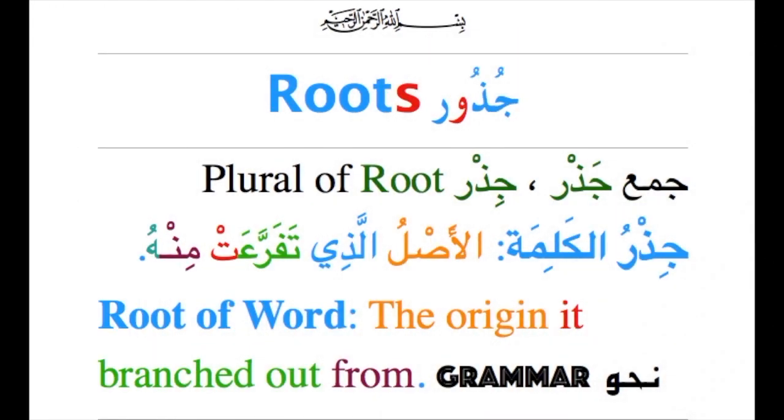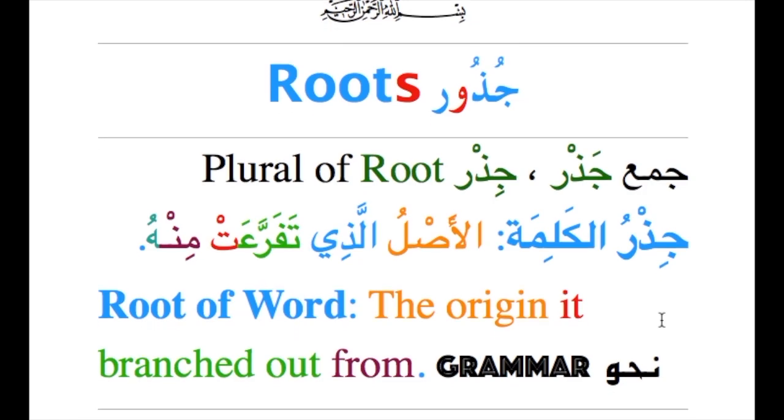In this lesson, we will be talking about two concepts. The first one is جذور, roots. It's the plural of jidr, or root. And they mean the same thing when it comes to language, like the roots of the trees and so forth. But when it comes to grammar, جذر الكلمة, the root of the word, الأصل الذي تفرعت منه, the origin it branched out from. So words have an origin that they branch out from.